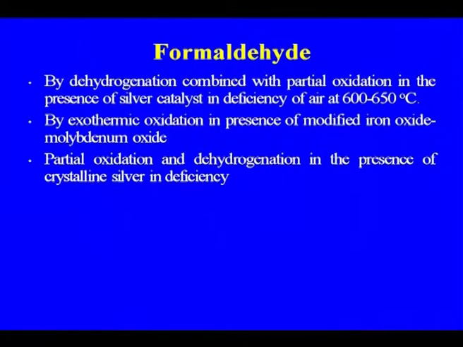By dehydrogenation combined with partial oxidation in the presence of silver catalyst, this is the process we are using for making formaldehyde from methanol. By exothermic oxidation in the presence of the modified iron oxide molybdenum catalyst, partial oxidation and dehydrogenation in the presence of crystalline silver catalyst, because both the molybdenum and silver catalysts have been used in the process.